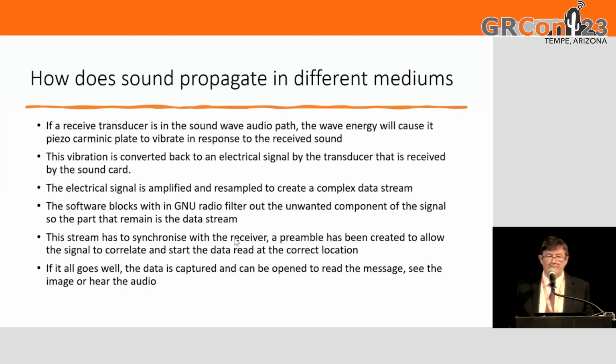You need a preamble that tells the receiver where to start when it's correlated and where to begin the data read. If all goes well, the data is captured and can be opened to read the message, to see the image or hear the audio.